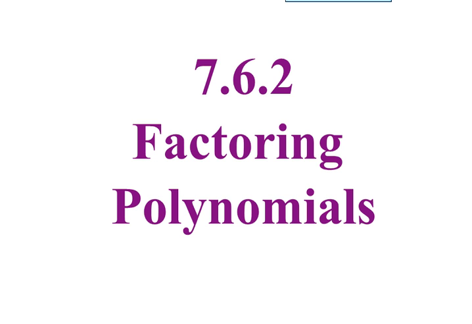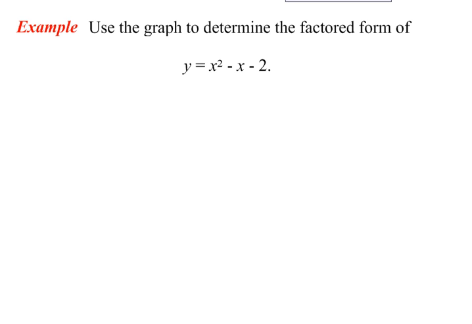All right, here we go. This is section 7.6.2. It's the second lesson on factoring polynomials. We're going to start this lesson with an example. It says, use the graph to determine the factored form of y equals x squared minus x minus 2.